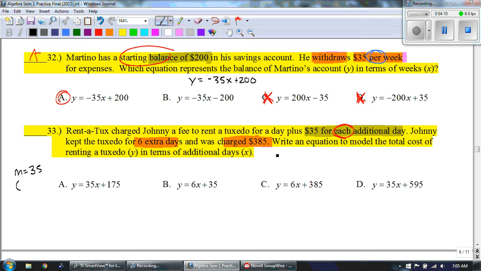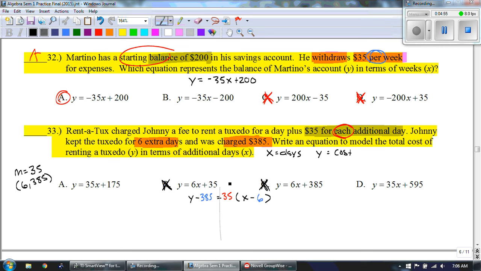And then our point, they said, x equals days and y equals the cost. So that would mean our point is (6, 385). Okay, now process of elimination. I know my slope is 35, so I can get rid of B and C. Okay, and from here, we just do point slope. Our slope is 35, and then the y is 385, and the x is 6.